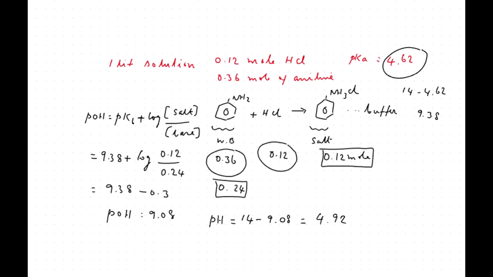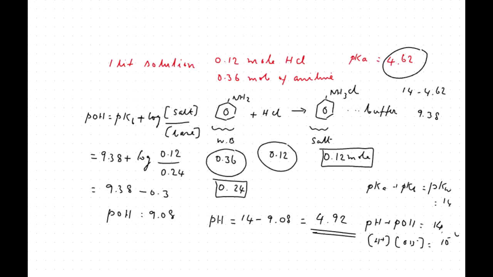So here you have to understand one thing. pKa plus pKb is equal to pKw, which is equal to 14. pH plus pOH is equal to 14. H plus multiplied by concentration of OH minus will be 10 power minus 14. These are all the important ideas you should know.